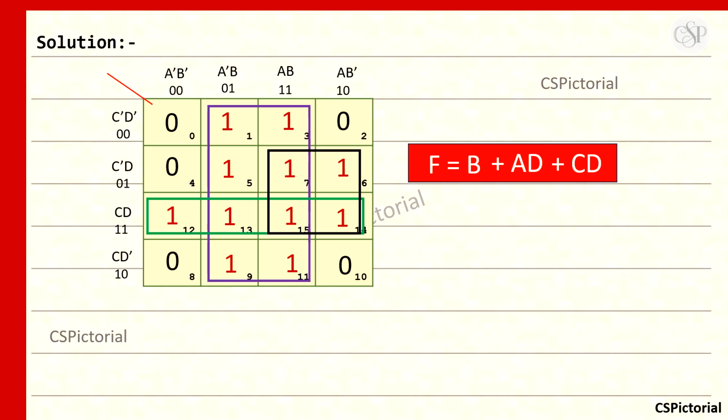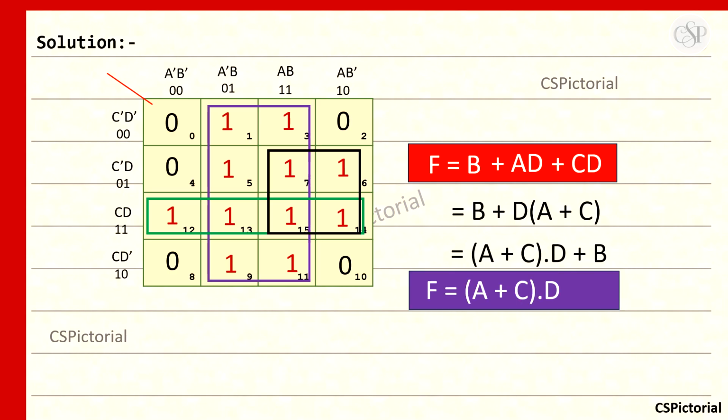This expression could still be simplified as B plus D into A plus C, which is again equal to A plus C into D plus B. So we get the answer F equal to A plus C into D plus B.